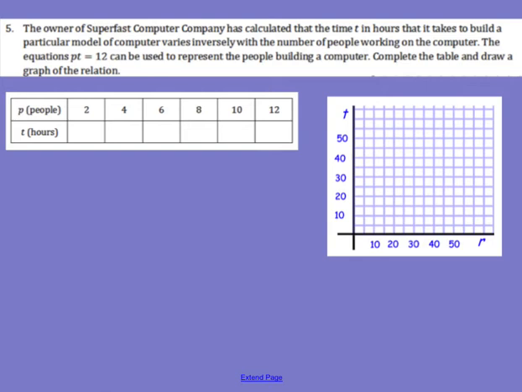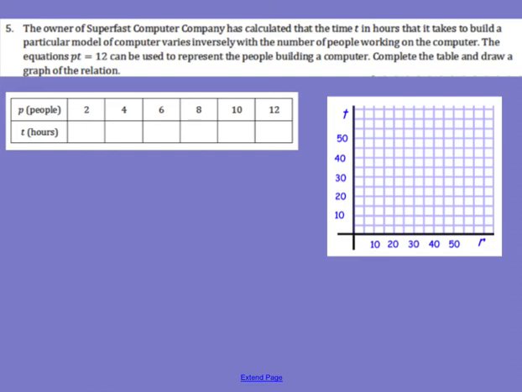So for number 5, we're talking about a super fast computer company. And it says that the time T hours it takes to build a particular model varies inversely with the number of people working. It makes sense, right? The more people you have working, the less time it's going to take you. So the equation it gives us, PT is equal to 12. P represents the number of people, T is the number of hours. And that can be used to represent people building a computer. And now we want to complete the table.